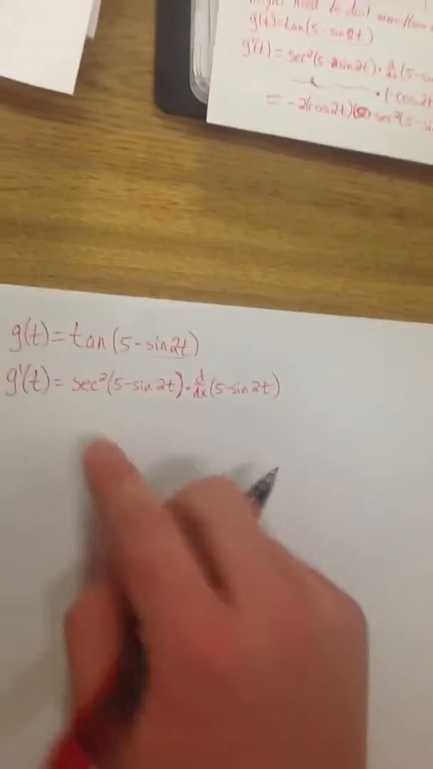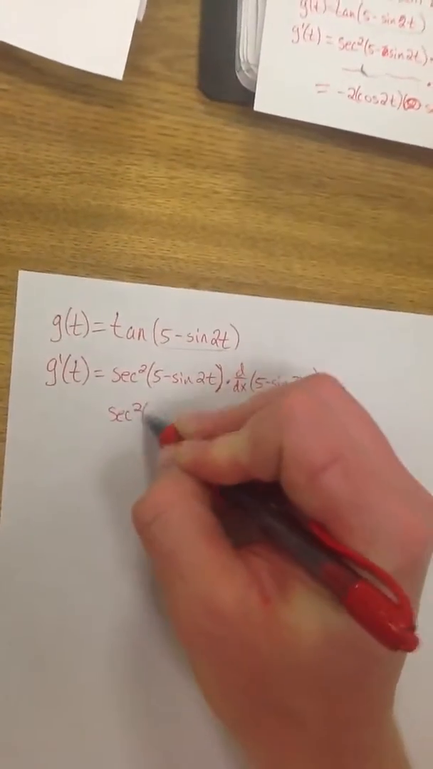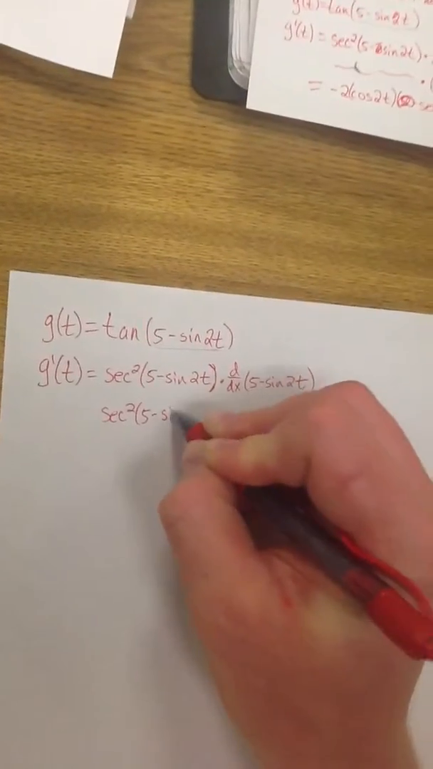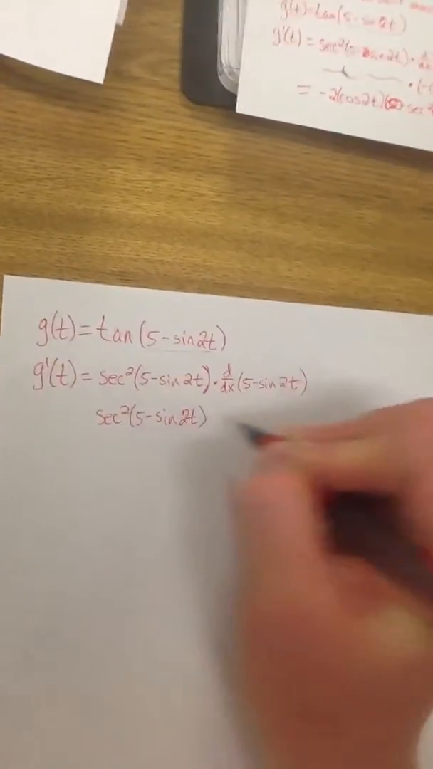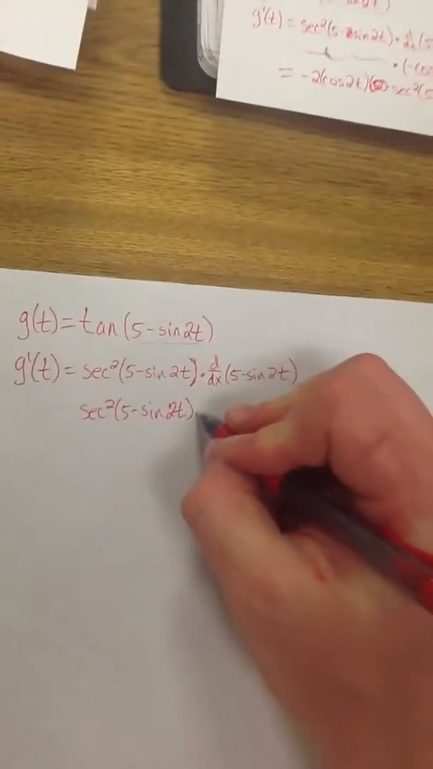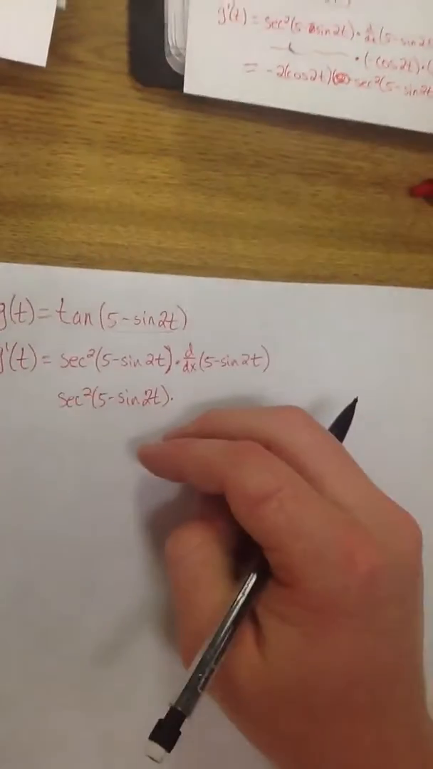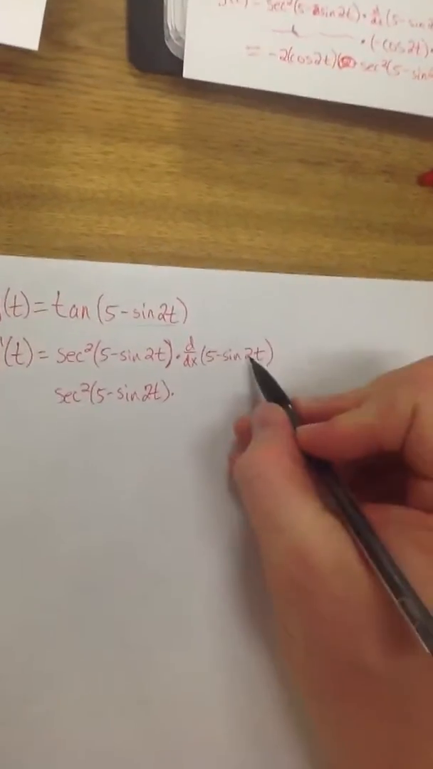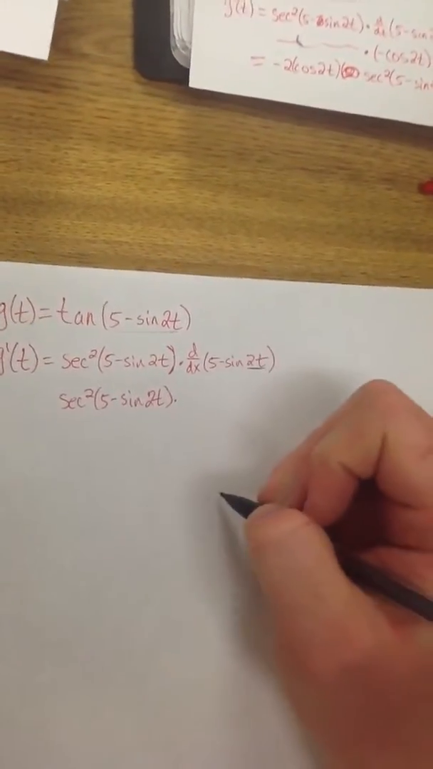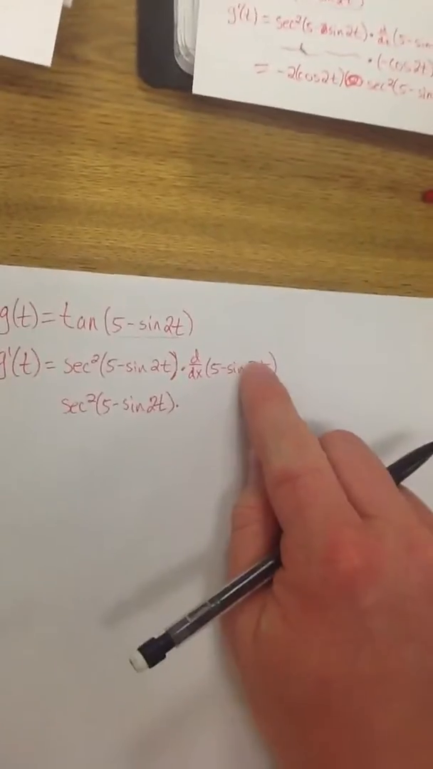Okay, so next step. This part's done. I can leave that out there. Secant squared of 5 minus sine of 2t. That's just chilling out there. Now I've got to do the derivative of that. Well, okay. So my inside piece on this one is the 2t. The outside is the 5 minus sine of x.